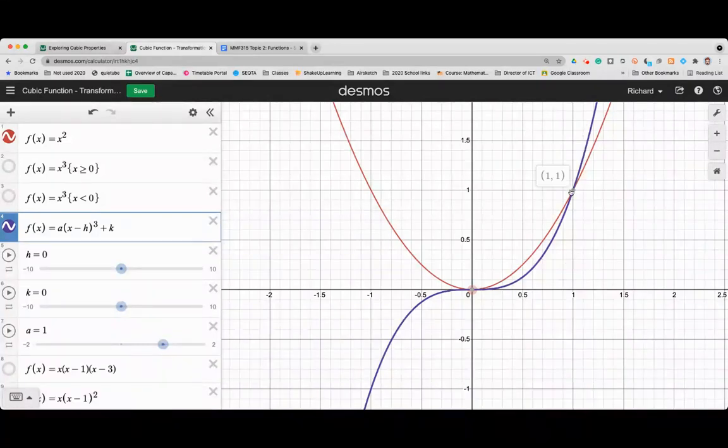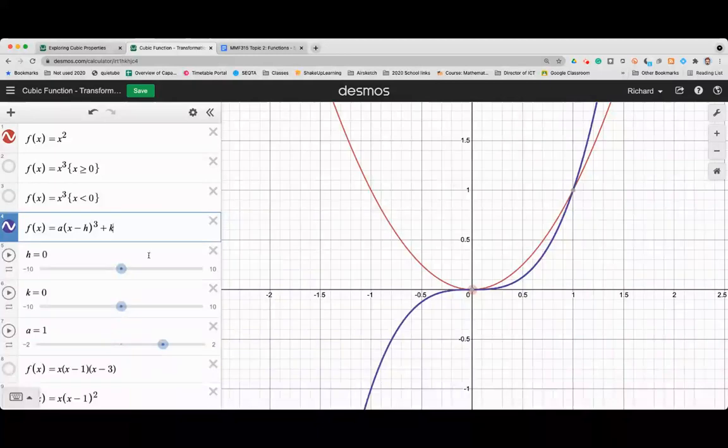You can see that at 1, 1, it agrees with each other, because at 1 squared we've got 1, and at 1 cubed we've got 1. So there's a common point of intersection there. But for this graph here, I've got a equals 1, h equals 0, and k equals 0. So I've got 1x cubed plus 0. So this is just x cubed, our base graph. By adjusting these, we can start seeing what will happen.